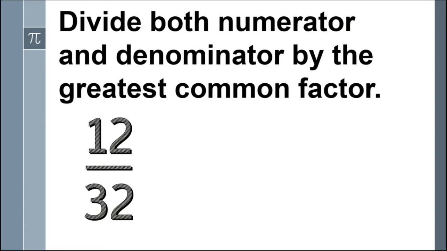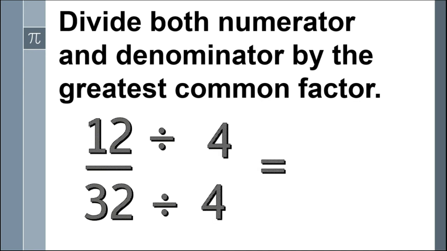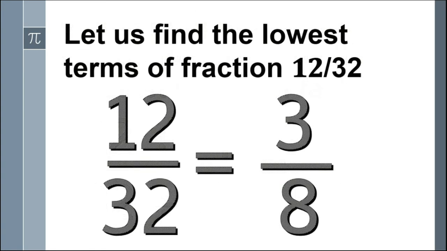Okay, then divide both numerator and denominator by the greatest common factor. So 12 divided by 4 and 32 divided by 4. 12 divided by 4 is equal to 3. And 32 divided by 4 is 8. So, ang lowest term ng 12/32 ay 3/8.